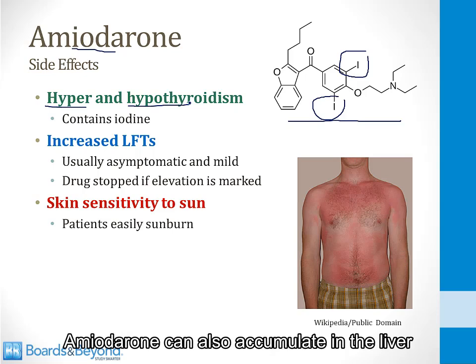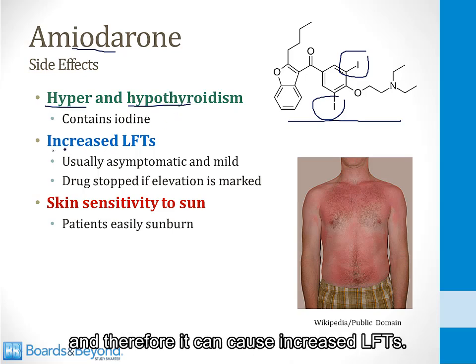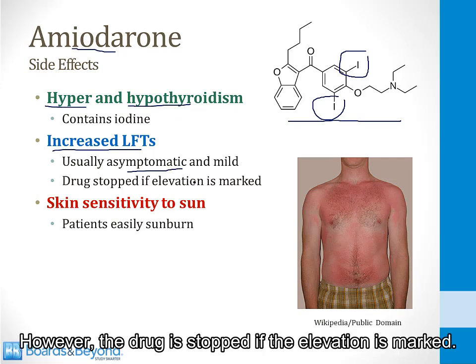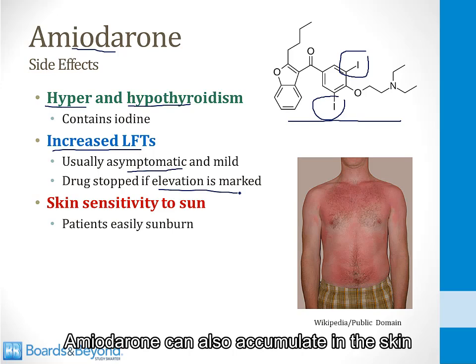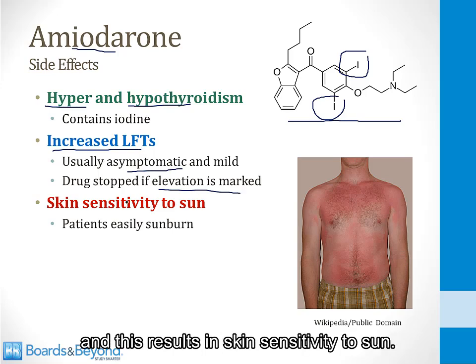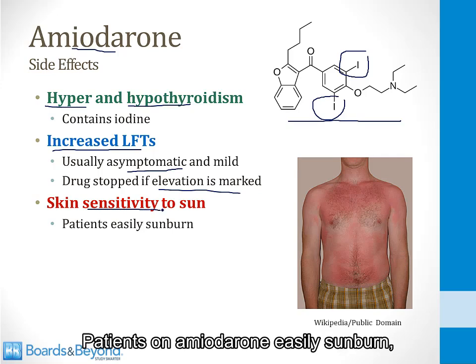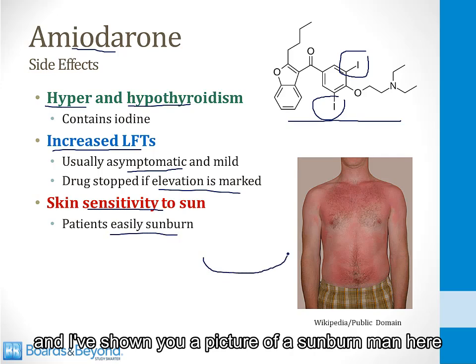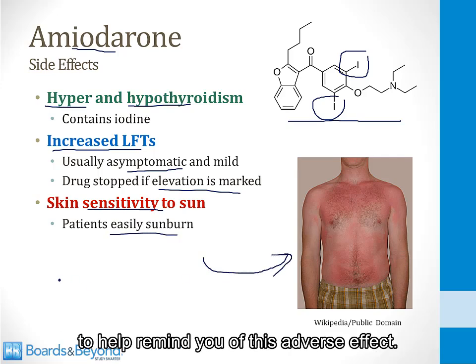Amiodarone can also accumulate in the liver, and therefore it can cause increased LFTs. This is usually asymptomatic and mild. However, the drug is stopped if the elevation is marked. Amiodarone can also accumulate in the skin, and this results in skin sensitivity to sun. Patients on amiodarone easily sunburn. We say that they are photosensitive, and I've shown you a picture of a sunburned man here to help remind you of this adverse effect.